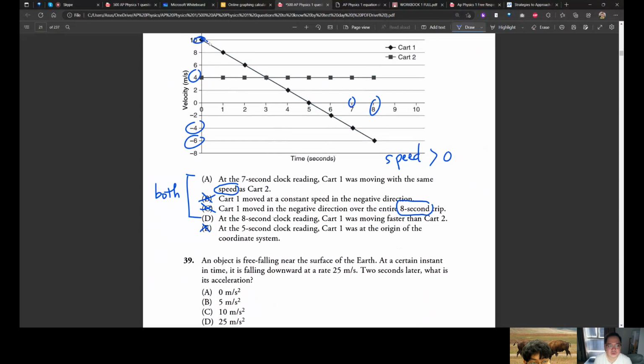The speed here decreases from 10 in the positive direction, such as moving to the north, to zero at 5 seconds. Then it turns backward, moves toward the south, and increases the speed again toward the south. So the speed is not constant, and therefore statement B is wrong. Okay, what's the next question?